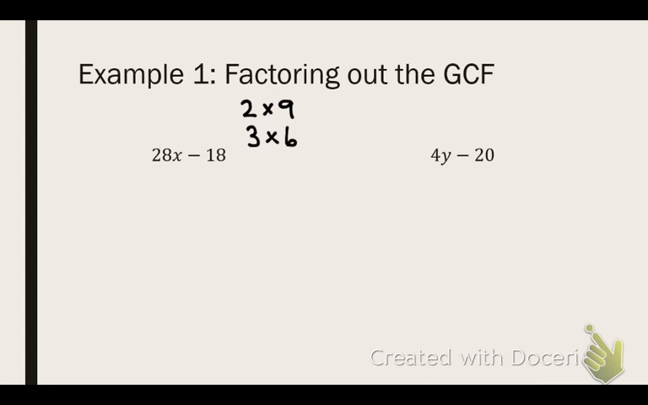Okay, so now we start at the biggest number. Does 9 go into 28? No. Does 6? No. Does 3? No, I know 27, but not 28. So 2 is my GCF. As soon as you can visually see the factors, it's usually pretty obvious which one's the GCF. And that took us about 30 seconds.